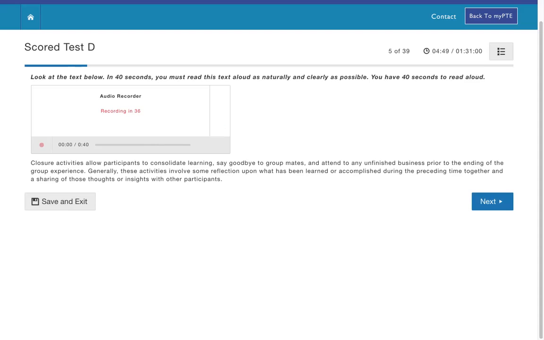Closure activities allow participants to consolidate learning, say goodbye to group mates, and attend to any unfinished business prior to the ending of the group's experience. Generally, these activities involve some reflection upon what has been learned and accomplished during the preceding time together and sharing those thoughts.